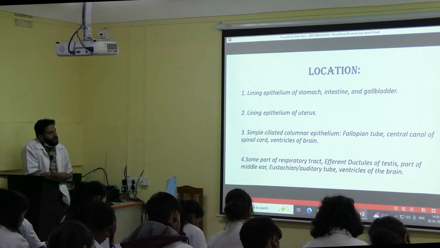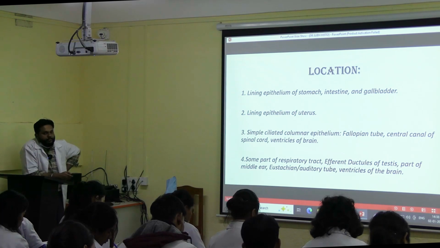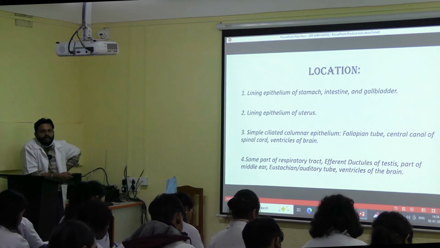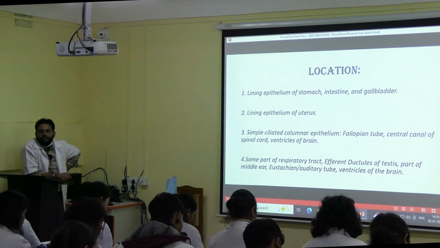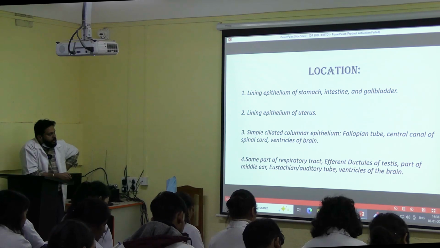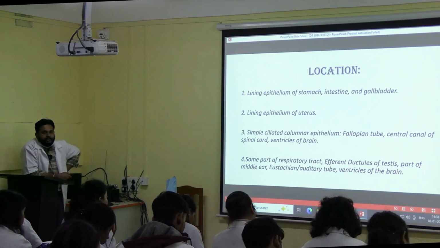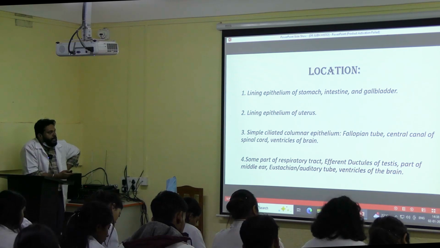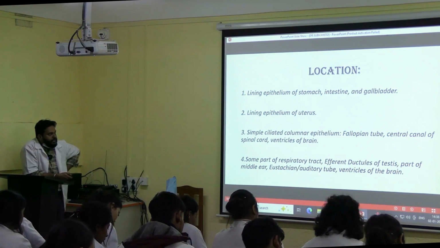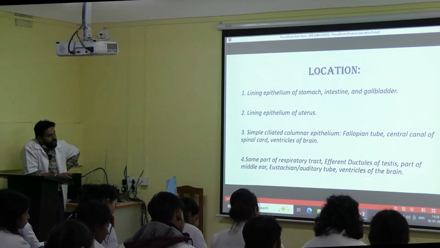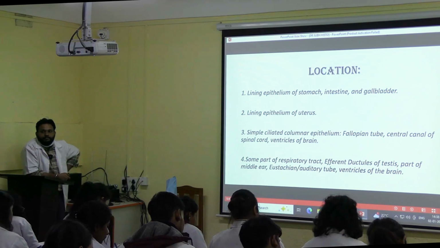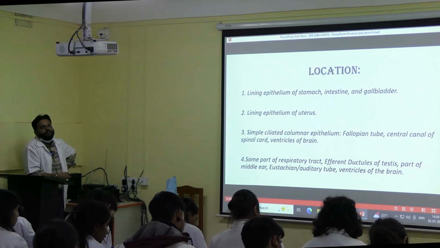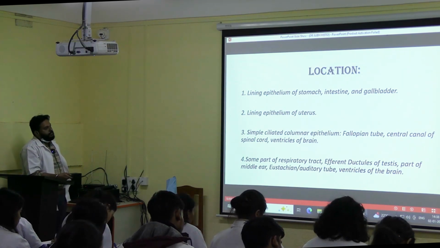Simple ciliated columnar epithelium is found in fallopian tube, central canal of spinal cord and ventricles of brain. And some part of respiratory tract, efferent ductules of testis, part of middle ear, eustachian or auditory tube. These also contain columnar epithelium.